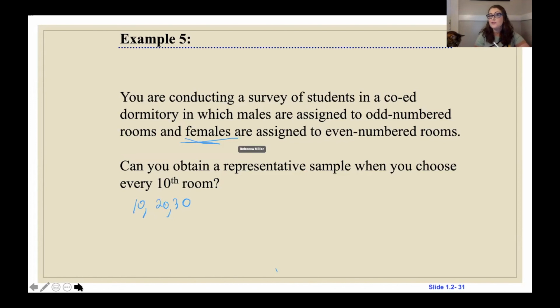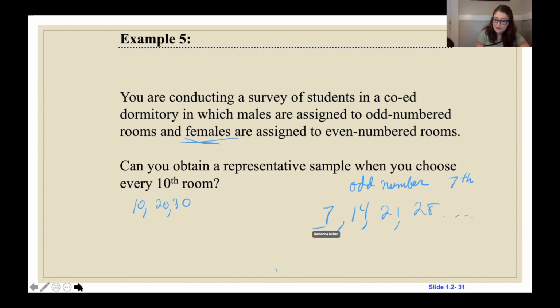So in order to choose a representative sample, I couldn't choose every 10th room. I could choose every 5th room, every 7th room. You need to choose an odd number, and here's why. Let's say we choose every 7th. Our first room is 7. Our next room would be 14, 21, 28, and so on. So here I would have an equal amount of odds, so males, and an equal amount of evens, so females, in our study.